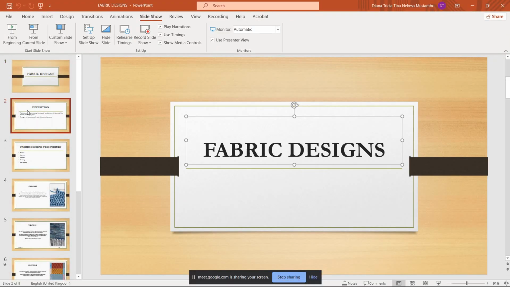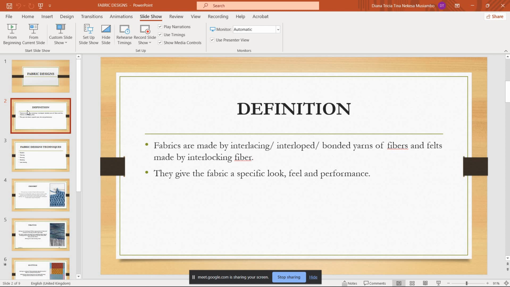Okay, let me explain. For this fabric design, we're talking about how we make different types of fabric. So I have samples of fabric made using yarn. There's this one, then there's another one. Can you all see my screen? Yes. So fabric design, we can also name it as fabric construction. This is whereby fabrics are interlaced, interlooped, or yarns are bonded and felt together.